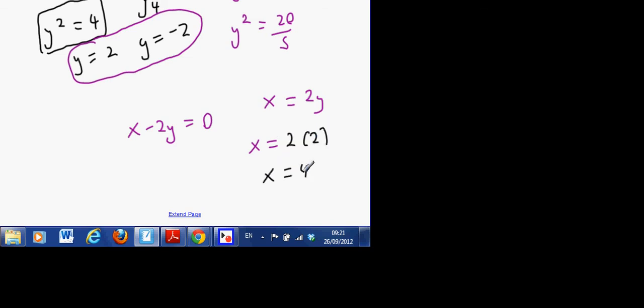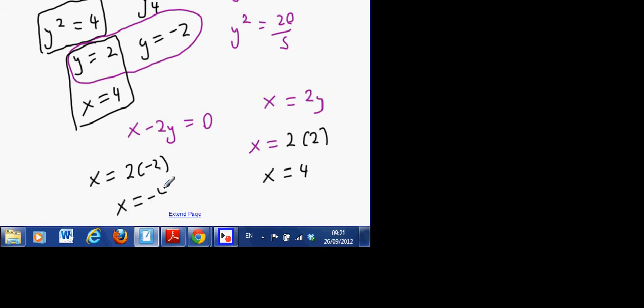So when y is 2, x is 4. That's one set of answers there. The next set is when y equals minus 2, x is going to be equal to minus 4. So the second set of answers is going to be y equals minus 2, x equals minus 4. And that's the end of that question.